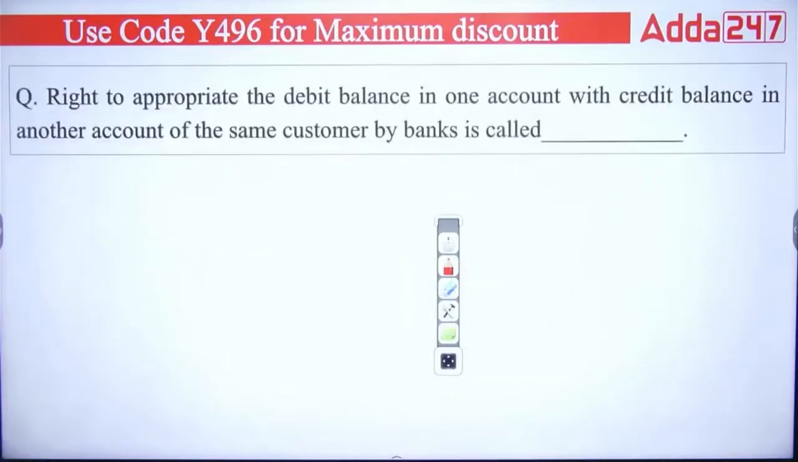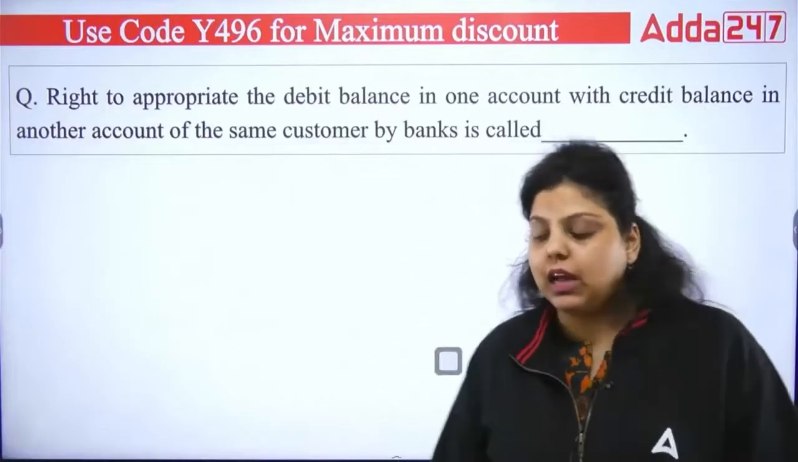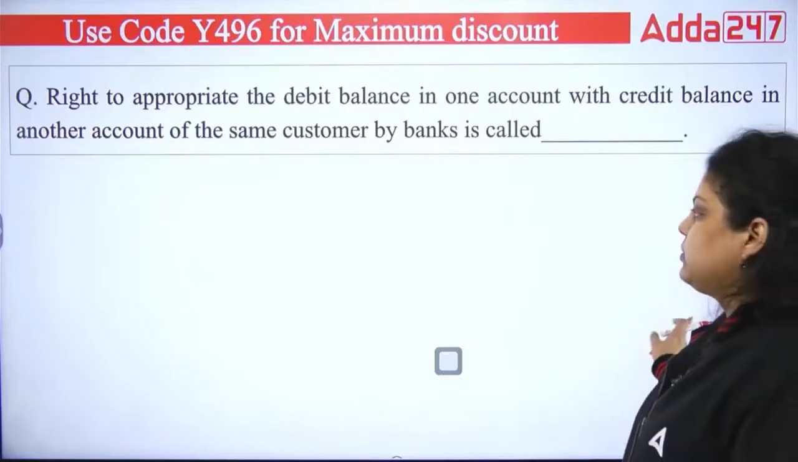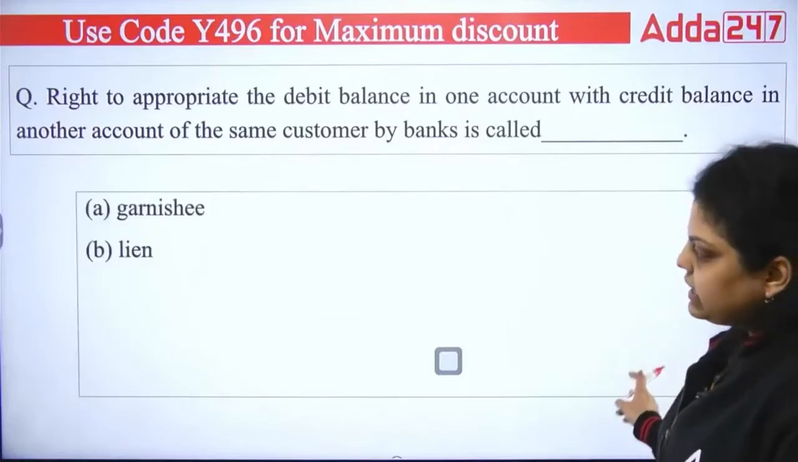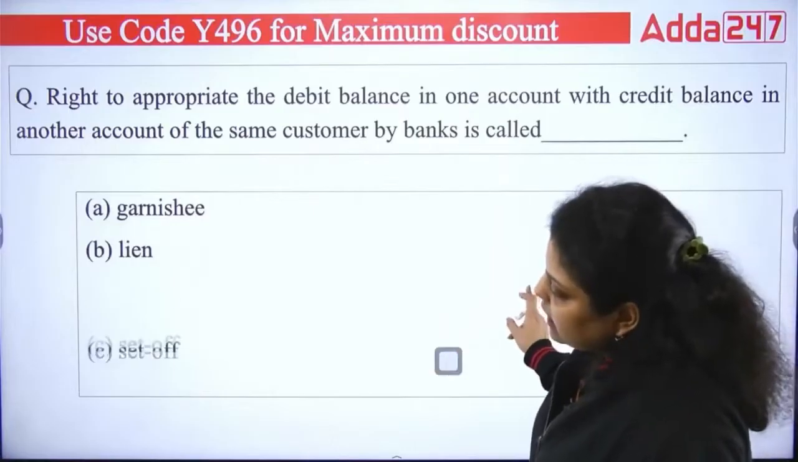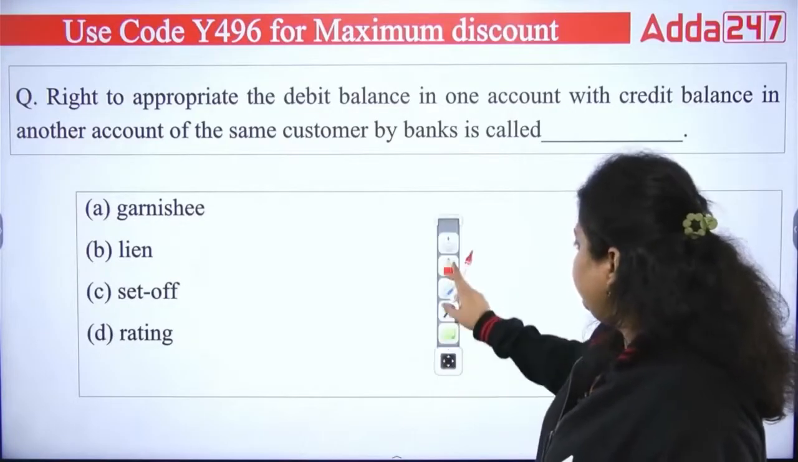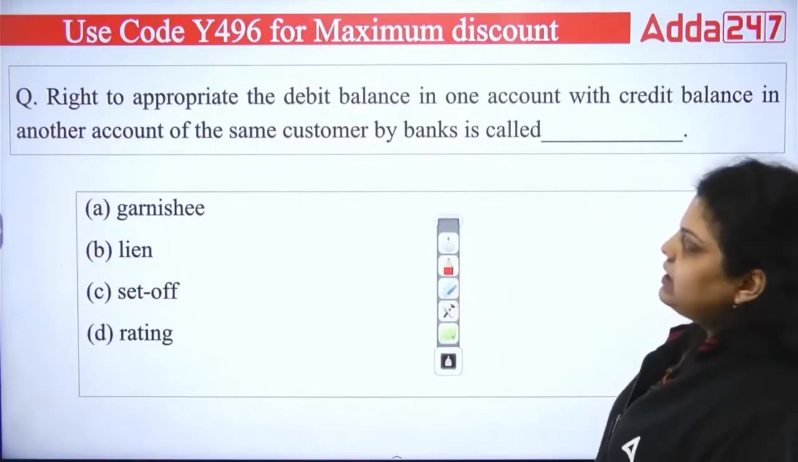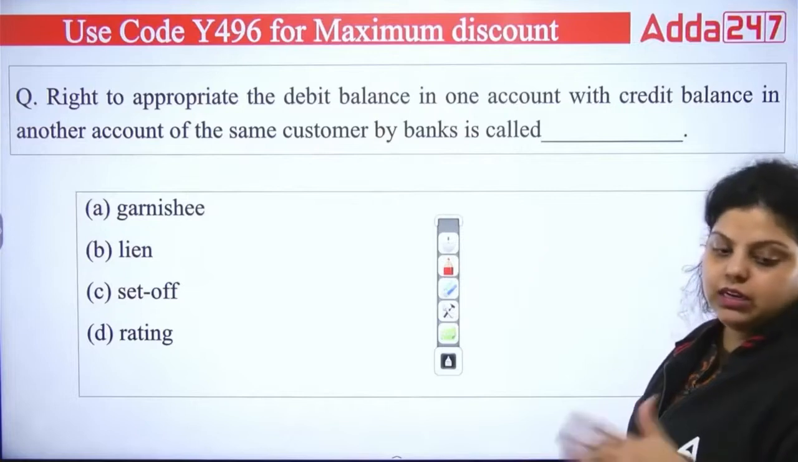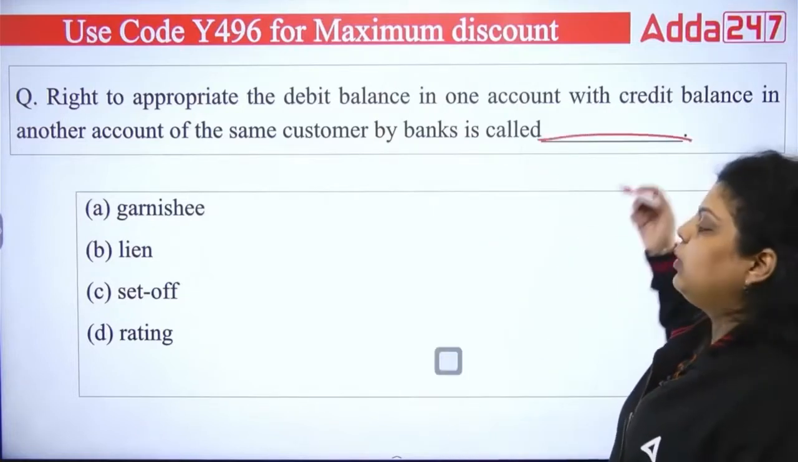Next question: the right to appropriate the debit balance in one account with the credit balance in another account of the same customer by a bank is called dash. Garnishee, then we have lien, then we have set off, and then we have rating. So which of the following is true here? The question is asking simply that the right to appropriate the debit balance in one account with the credit balance in another account of the same customer by a bank is called what?